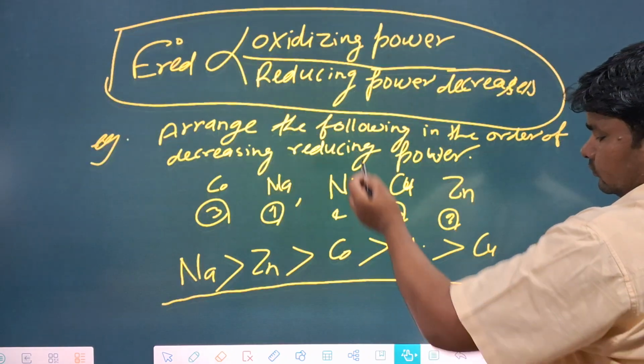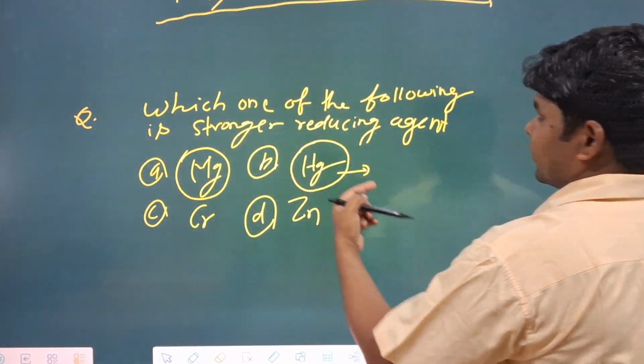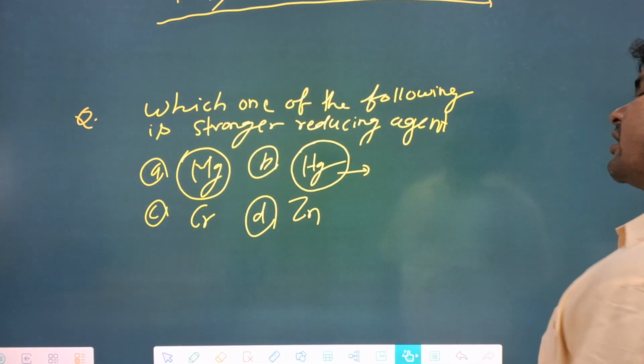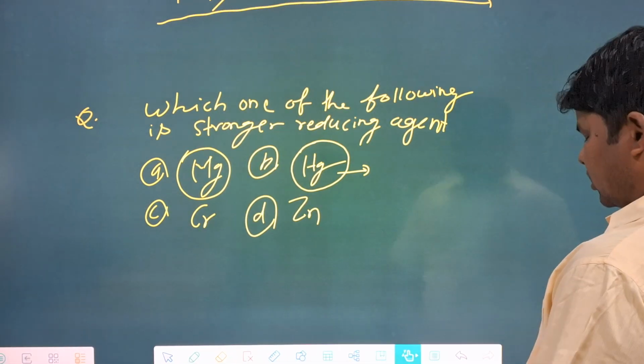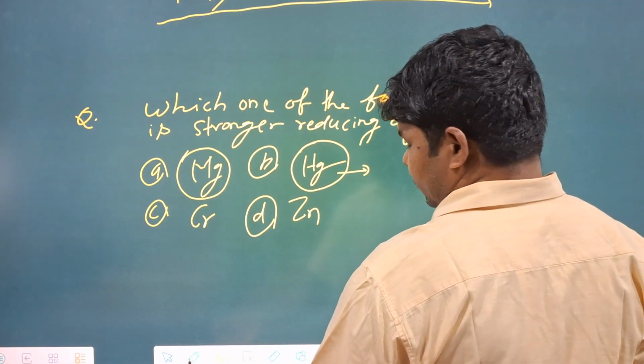Then mercury contains the higher value of reduction potential, so mercury becomes the most oxidizing agent as compared to zinc, chromium and magnesium. Application number 3, we can explain application number 3.